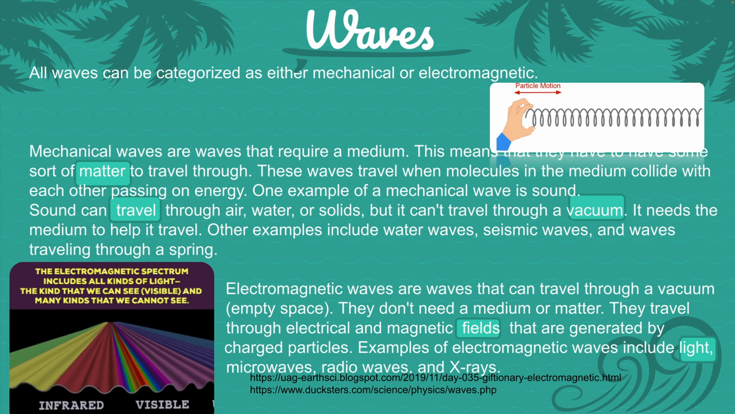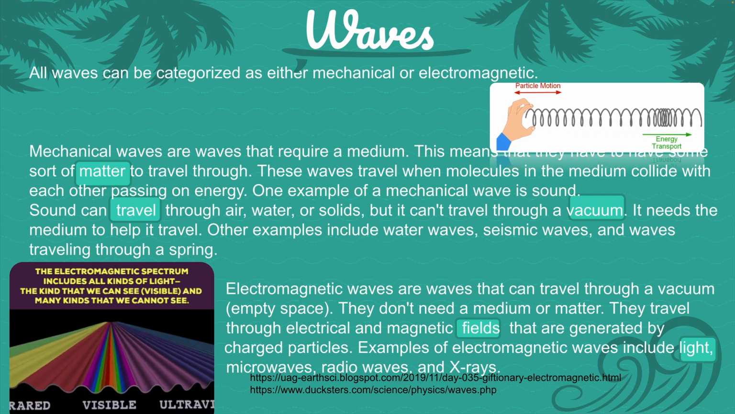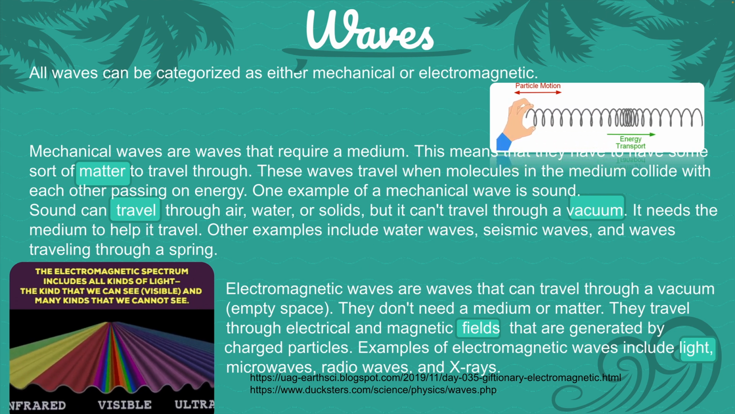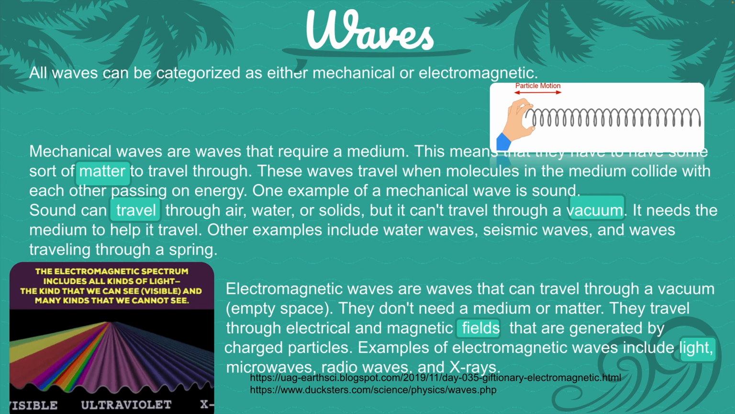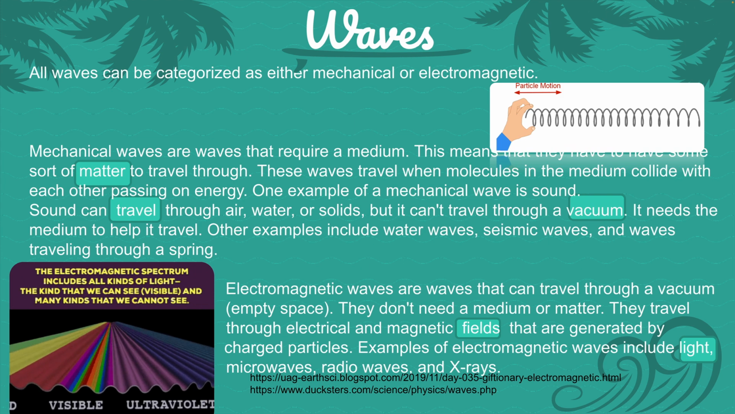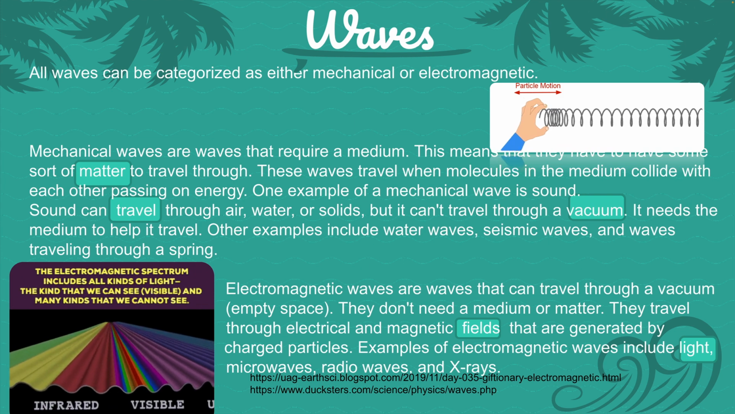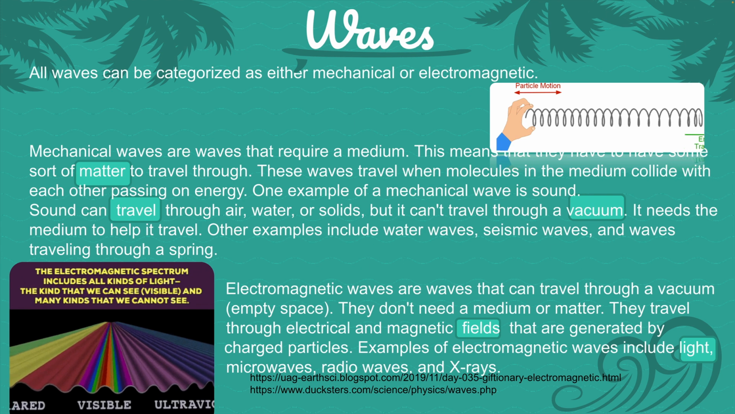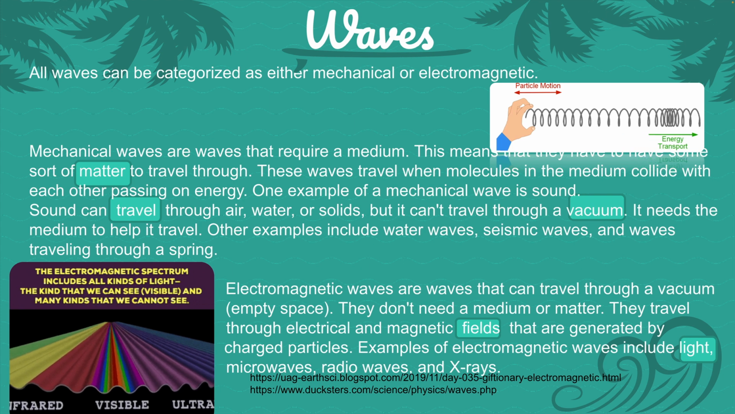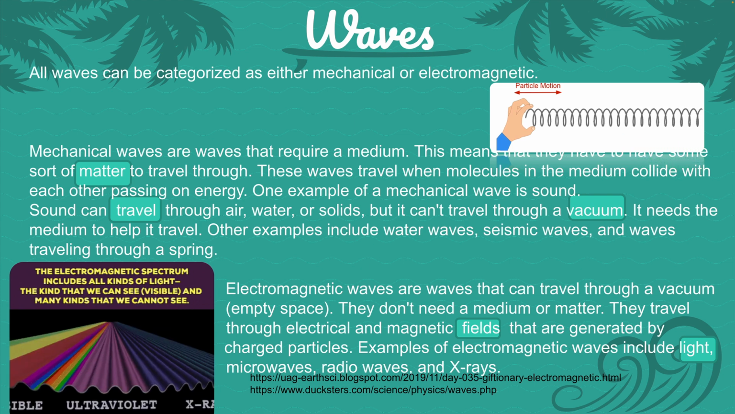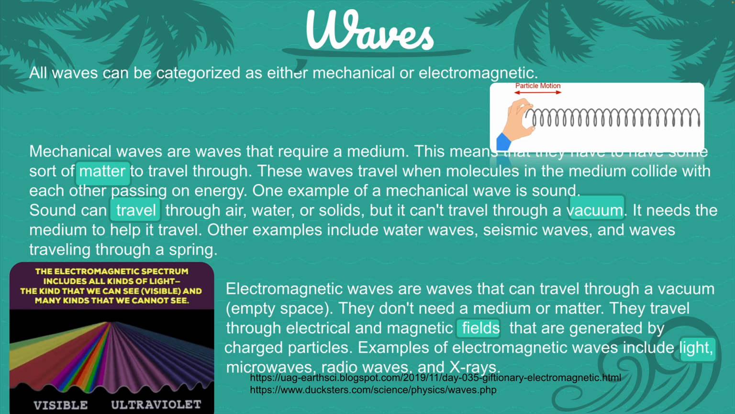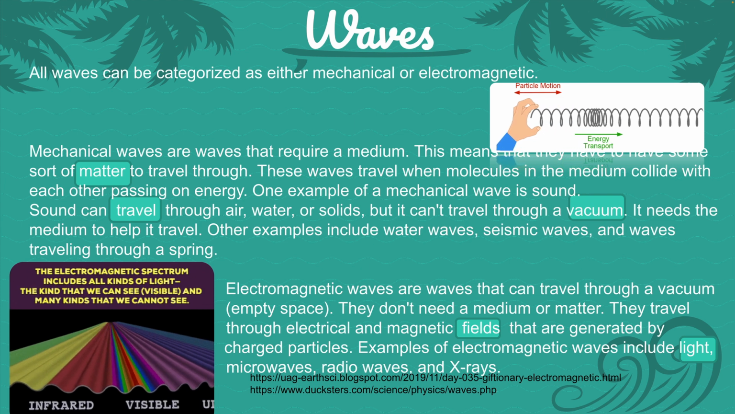Other examples include water waves, seismic waves, and waves traveling through a spring, as you can see in the top right, with the particle motion and energy transport. Electromagnetic waves are waves that can travel through a vacuum, which is an empty space. They don't need a medium or matter. They travel through electrical and magnetic fields that are generated by charged particles. Examples of electromagnetic waves include light, microwaves, radio waves, and X-rays. You can see on the bottom left another example of some electromagnetic waves.